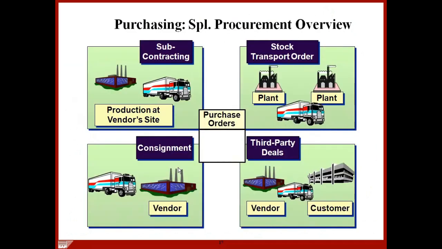And then there is something called the special procurement chapter, which basically contains 5 special procurement types. Something called consignment, subcontracting, pipeline, okay, third party sales order processing, and then stock transport order. Okay, so we go with each of these 5 topics.